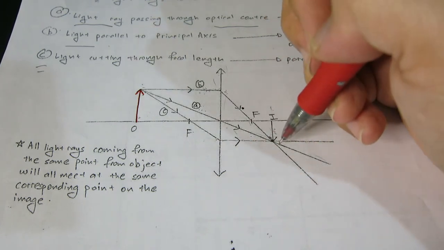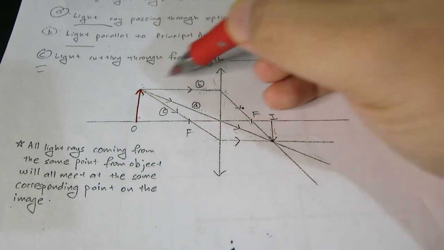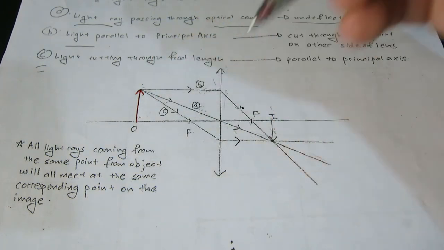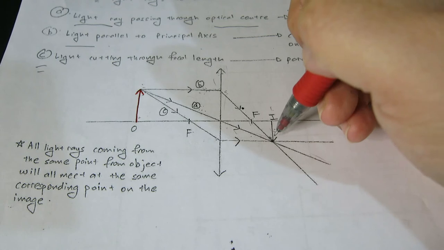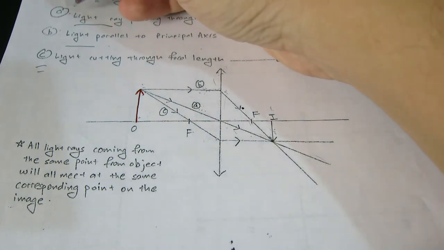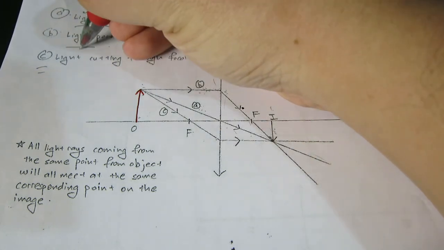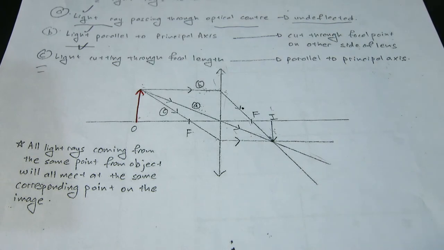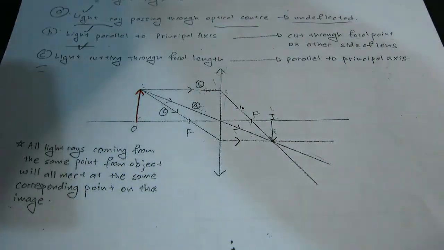Now, these are not the only 3 light rays. You must remember, the light rays move in all directions and all of them will converge onto one point here. Right? So, just by knowing these 3 and those 7 points before this, you should be able to solve any light ray questions.